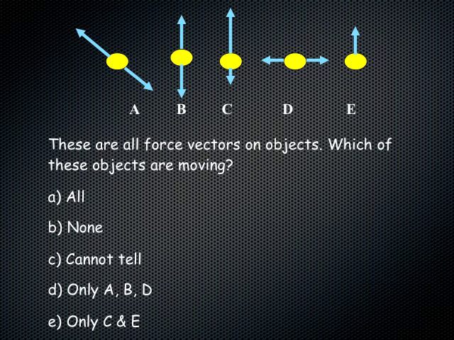These 5 scenarios are 5 separate independent force diagrams. Those vectors are force vectors on an object. Create your own stories or scenarios for what this can possibly represent. But in general, which of these objects are moving? Is the force diagram in A, B, C, D, or E, or a combination of those depicting motion? Is it all of them, none of them, or can you not tell? Or is it only the balanced force diagrams of A, B, and D? Or only the unbalanced force diagrams of C and E that depict motion?